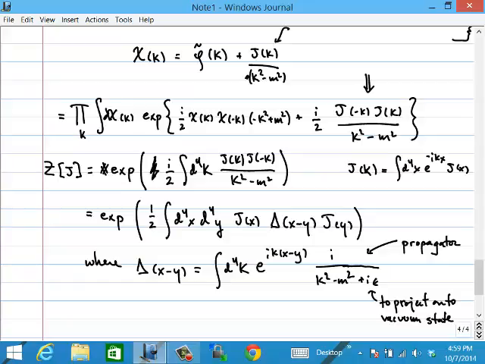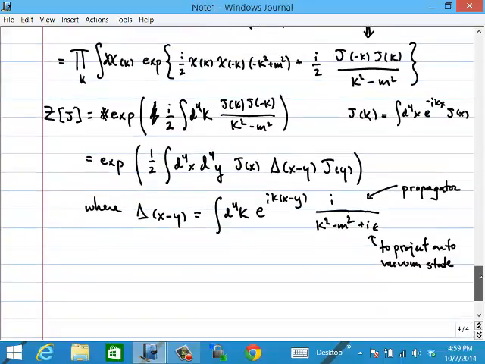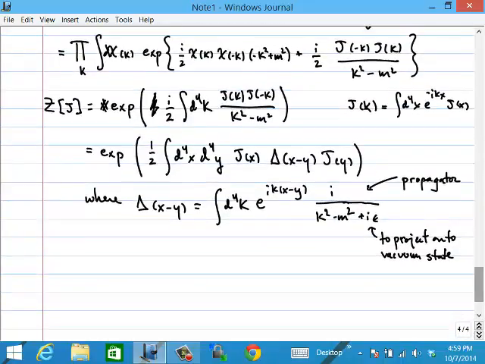So what we see here is that we have completely solved a free quantum field theory just by explicitly computing the path integral as an infinite number of Gaussian integrals. And what we found is that in a free quantum field theory, this generating function is just the exponential of J of x, J of y, connected by a propagator.